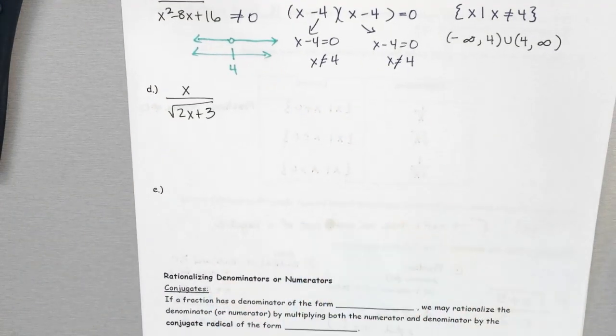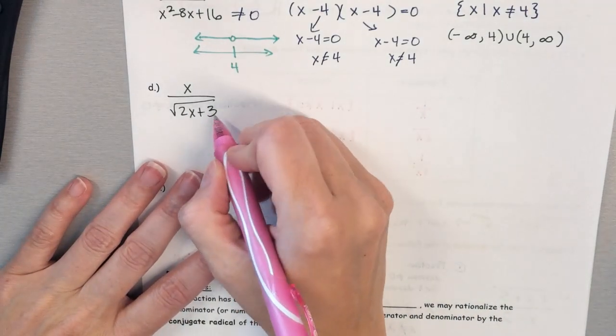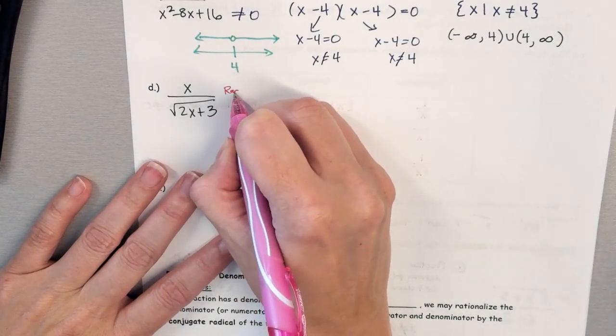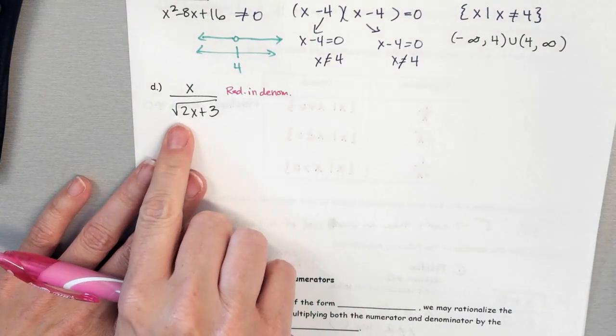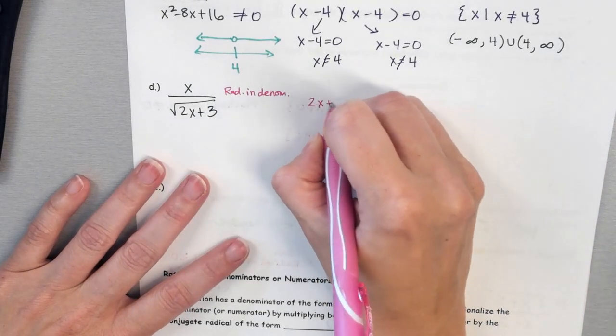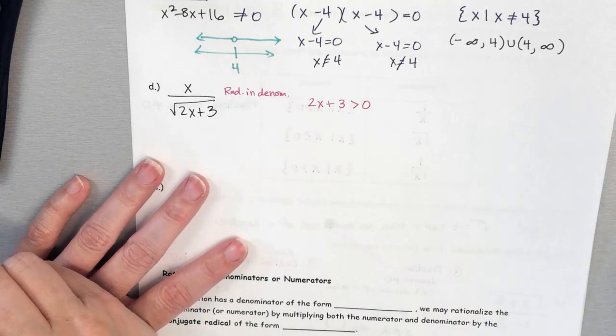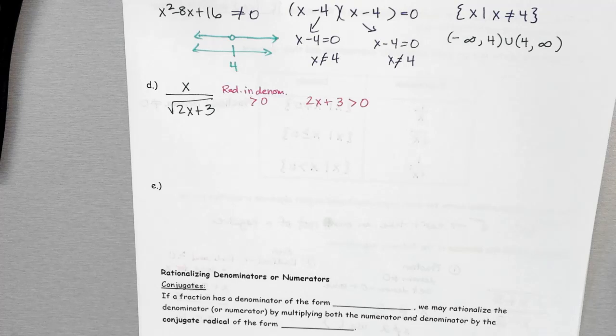Okay, so we have x over the square root of 2x plus 3. This is the one where you have the radical in the denominator. If you have the radical in the denominator, you take the radicand, which is the value underneath. So we're going to take 2x plus 3 and put it greater than 0. You have to do the greater than, not the greater than or equal to. You'll have the equal to if the radical is in the numerator.